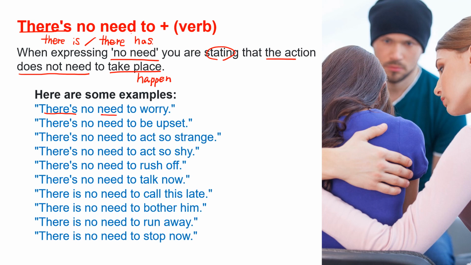No need to. So here, D and T are similar, so you can say need to. There's no need to worry. There's no need to be upset. No need to be upset. There's no need to act so strange. Act so strange. So you don't have to say act so, say act so strange. There's no need to act so strange.